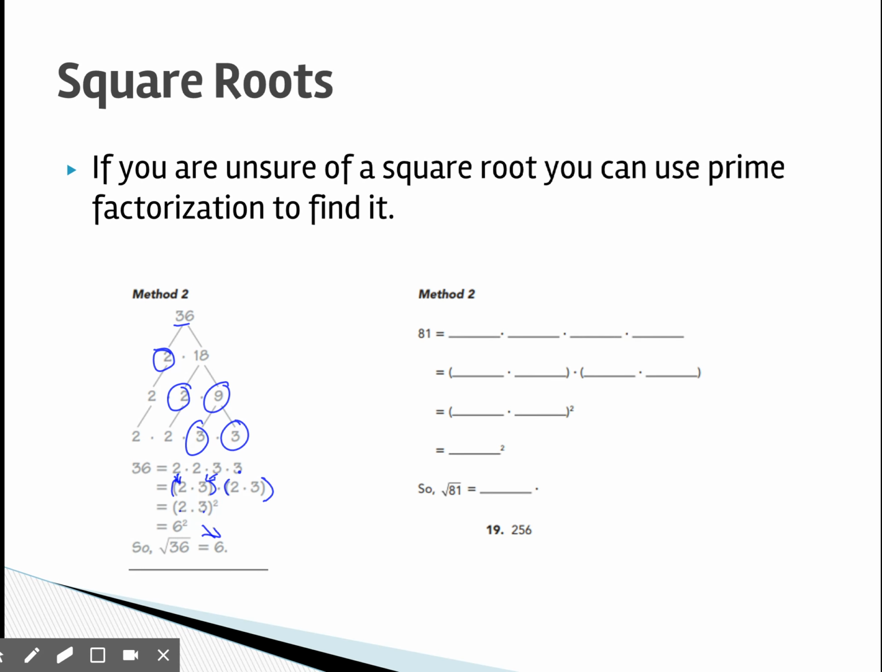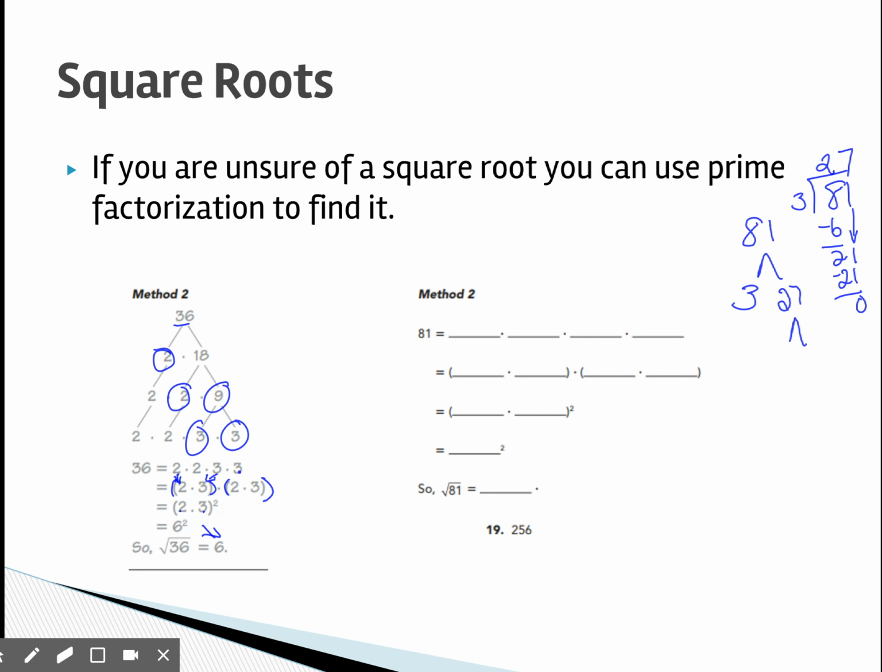So let's use prime factorization to find the square root of 81. I know that 3 can go into 81 because 8 plus 1 is 9, which is a multiple of 3. So 81 divided by 3, I'm not sure, so I'm going to do long division to check. 3 goes into 8 twice. That's 6, 2, 1, and 7. So 3 times 27 is 81.